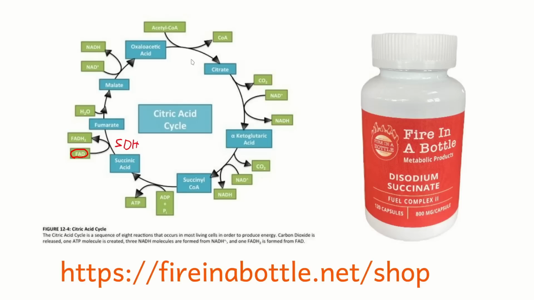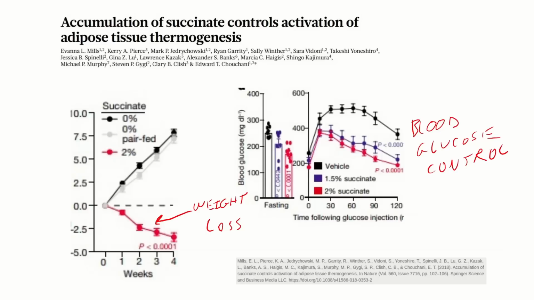This is the citric acid cycle. You can see that succinate dehydrogenase, that's complex 2. That is the FAD input that helps drive superoxide production and helps you replace what is lost by the actions of SCD1. So disodium succinate hasn't been trialed in humans yet in a controlled trial, but this is what happens when you give it to mice.